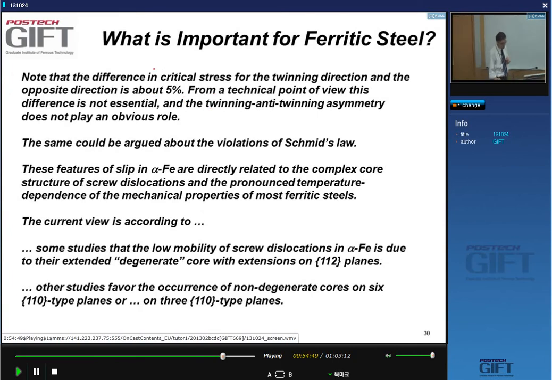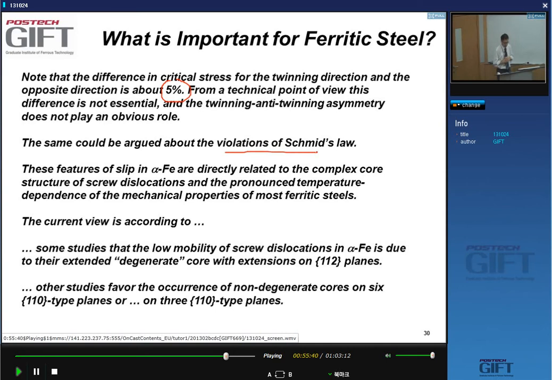Right. So what does it mean for us? Well, at the end of the day, most of us are not here to work on pure alpha iron single crystals. What's the influence? First of all, let's talk about this twinning, anti-twinning effect. Is that important? Well, when you do the measurements, it's a difference between 23 megapascals and 26 megapascals. That's not really a very important difference from a technical point of view. And a lot of these violations of Schmid's law, we don't really have to worry too much about them and their impact.